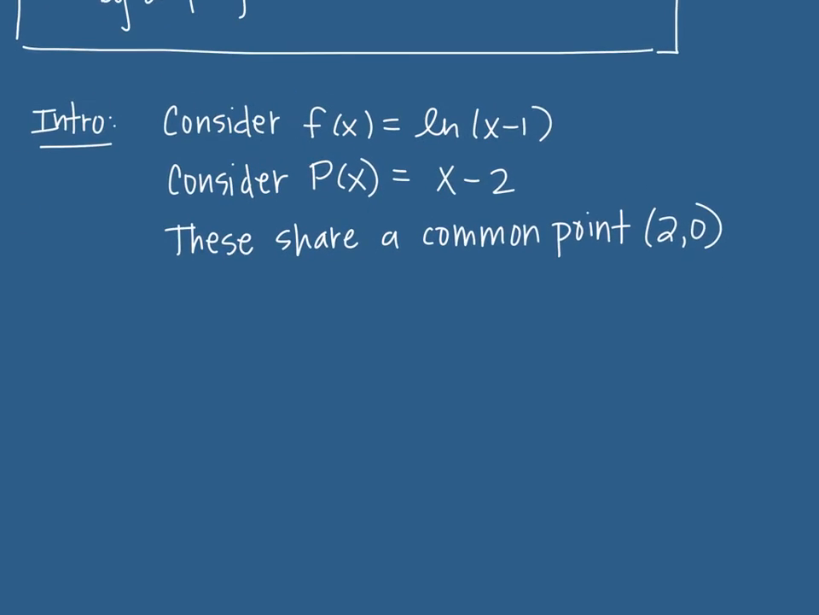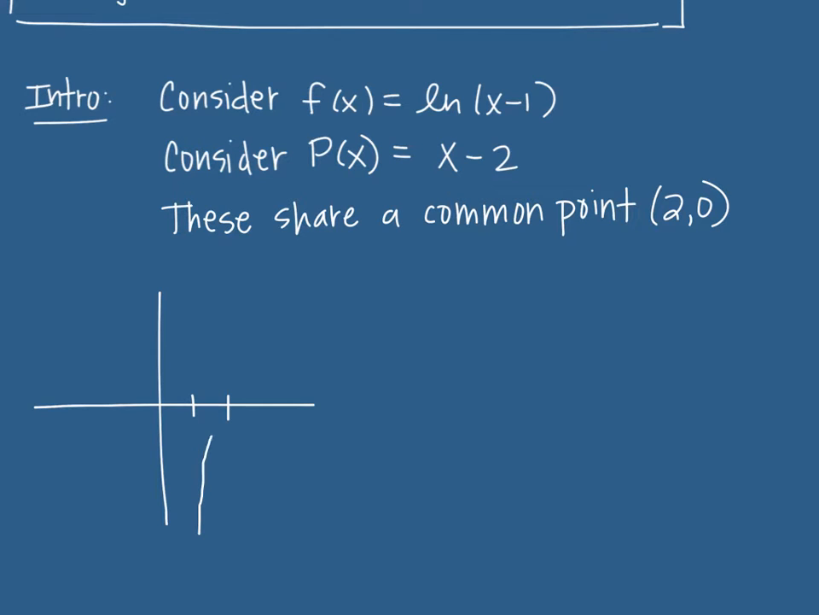All right, let's get a visual. The natural log of x minus 1 is shifted in what direction? Right. And so it's going to look like this. x minus 2 is a line that is shifted 2 down. We call that a tangent line. We call that a linear approximation.